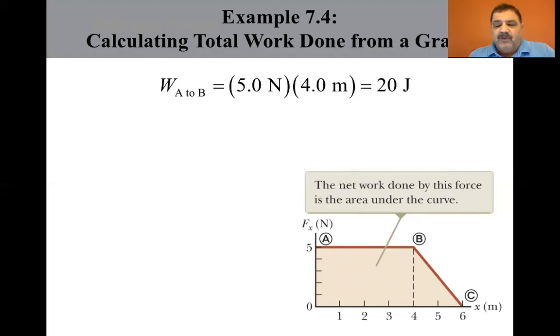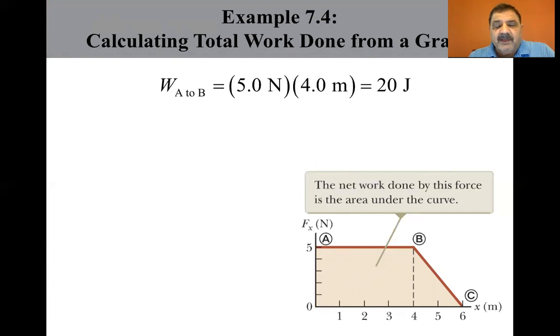The work done by the force is equal to the area under the curve from x equals a to x equals c, from 0 to 6 meters. This area is equal to the area of the rectangular section from A to B, plus the area of the triangular section from B to C.